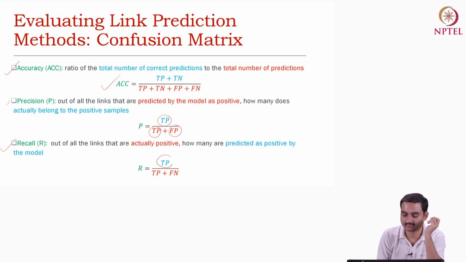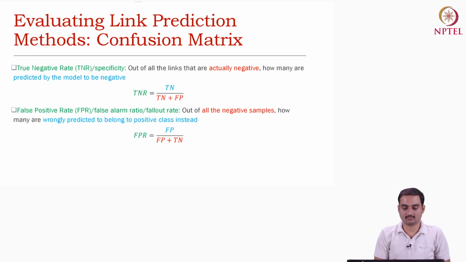And how many of them are correct? TP. So this is your recall. Precision and recall, numerator is same, but the denominators are different. Okay. Now let's try to understand a bit more difficult metric.